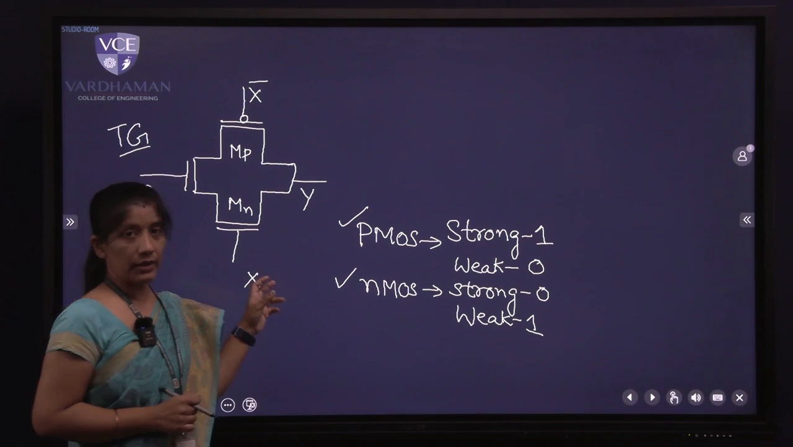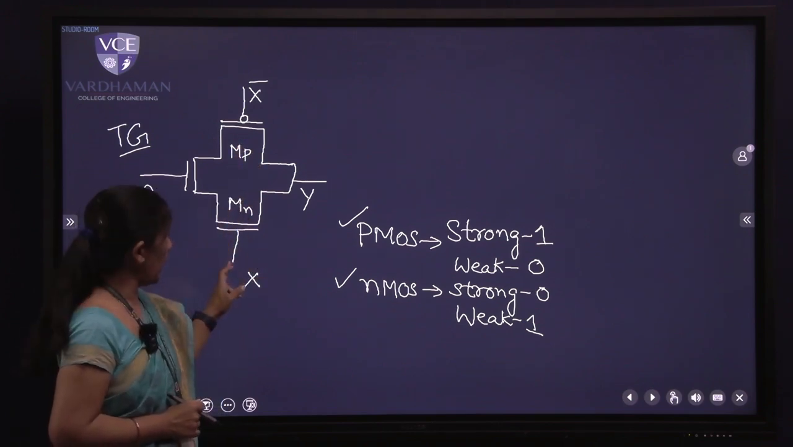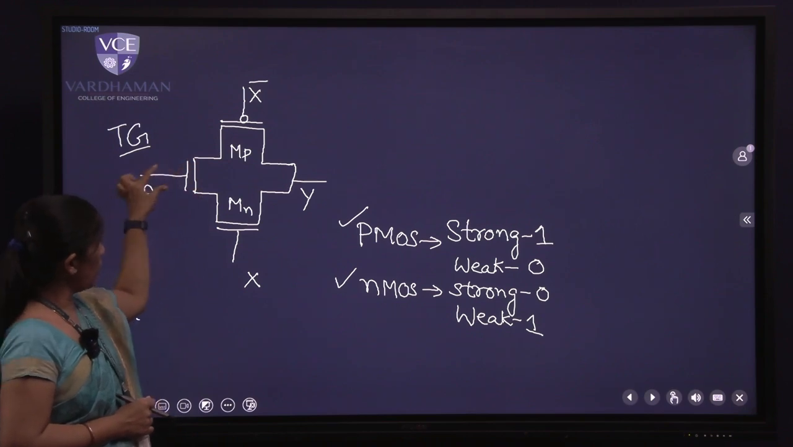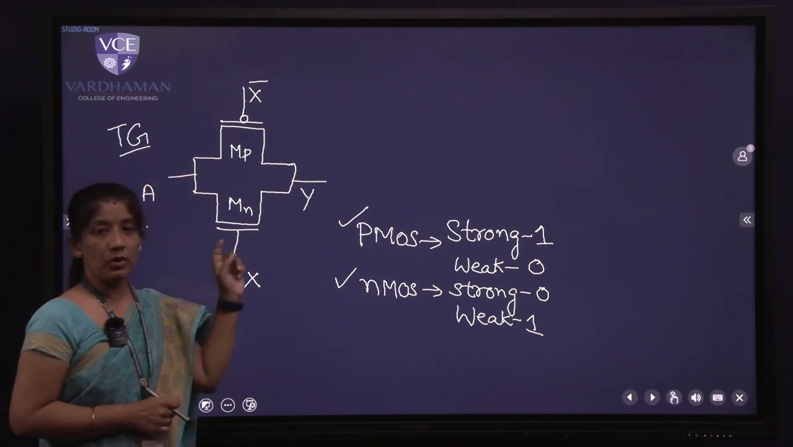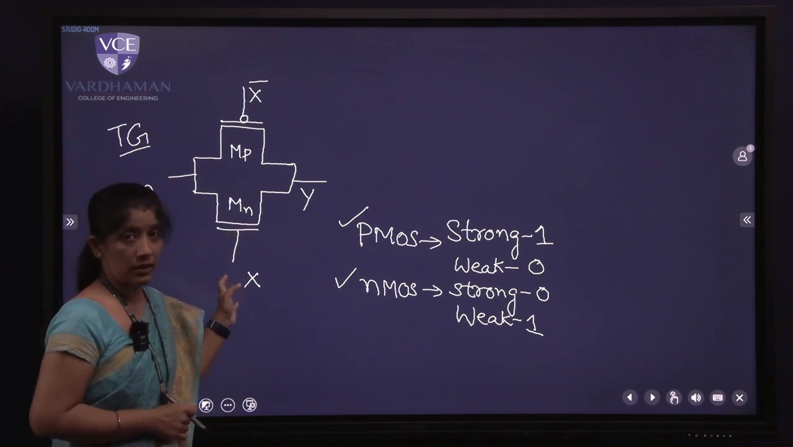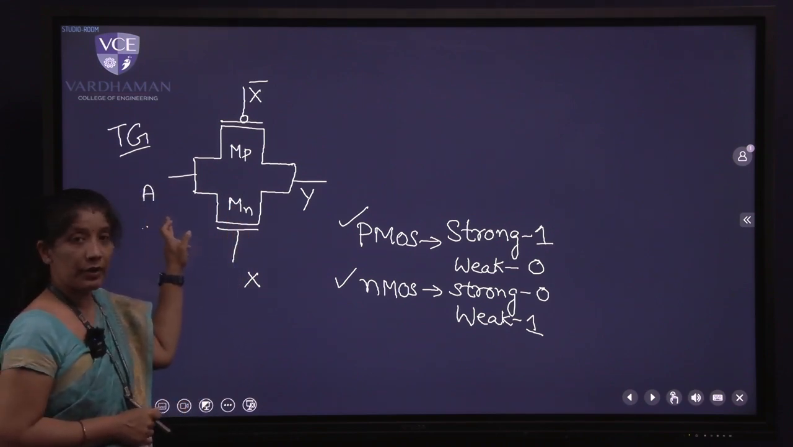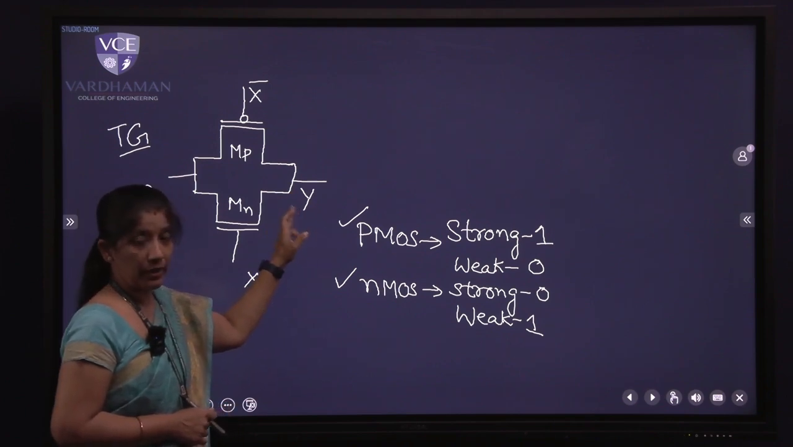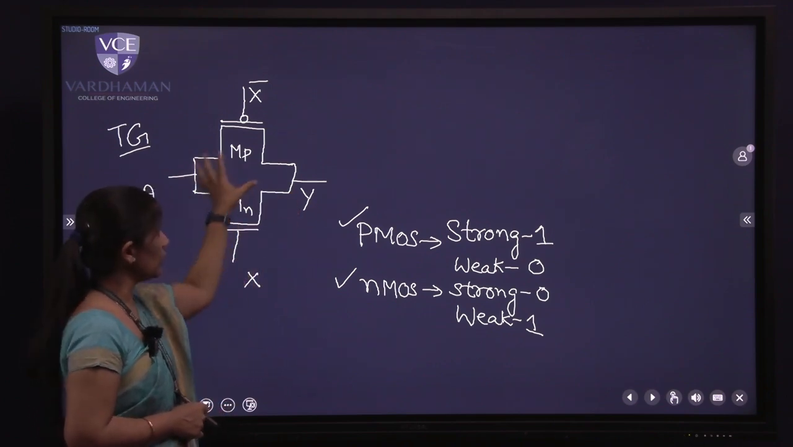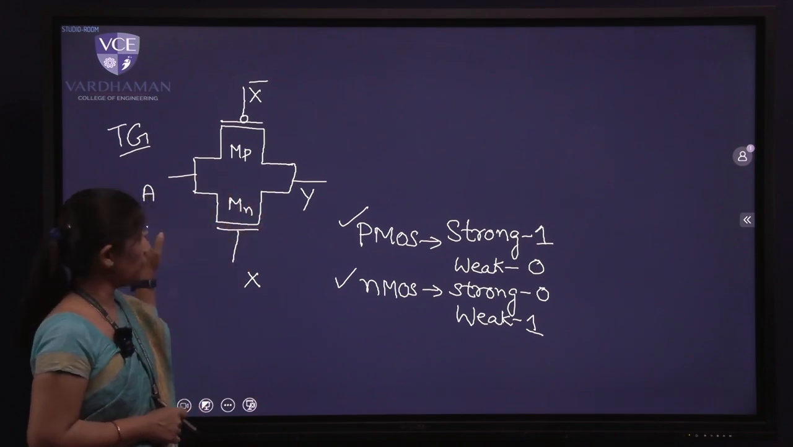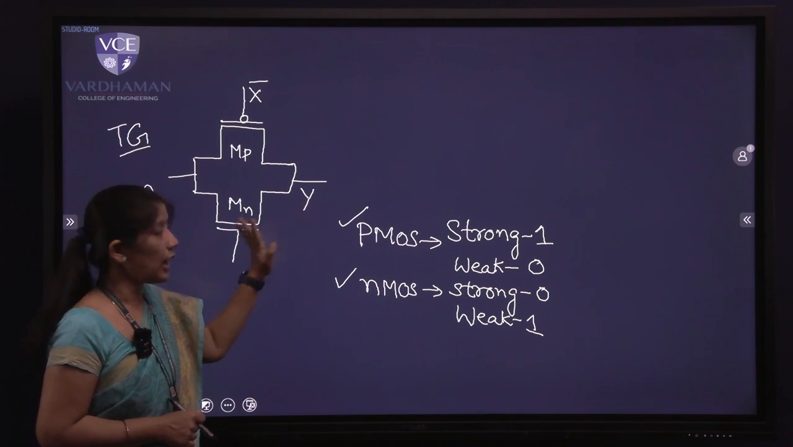A TG is built from a parallel combination of a PMOS transistor and an NMOS transistor. A PMOS transistor on top and an NMOS transistor are in parallel to form a transmission gate. On the left side I have my input and on the right side I have my output. Because it is acting like a switch logic, whenever the TG is in on state, whatever is input on one side will be passed on to the other side, that is the output side.